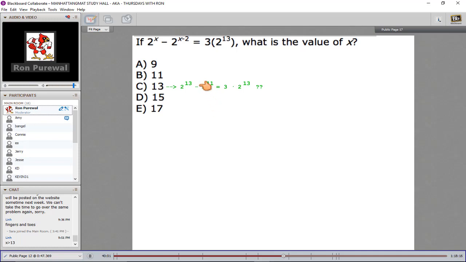You can't take a number, subtract something from it, and get 3 times the original number. So this whole thing is less than 2 to the 13th. And this is obviously more than 2 to the 13th. So that's not going to work.